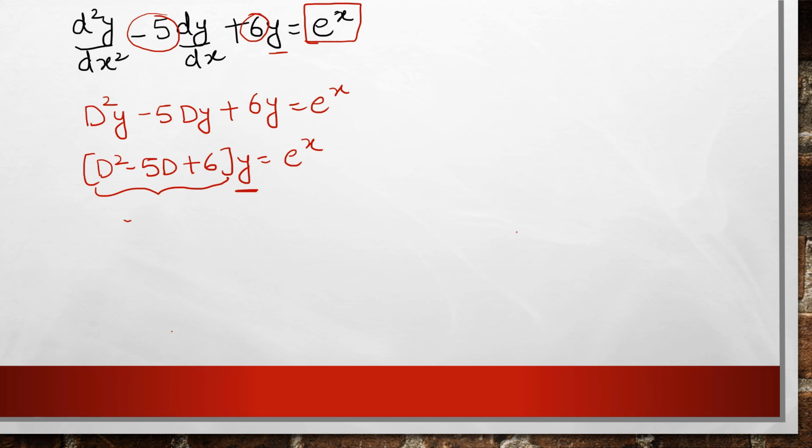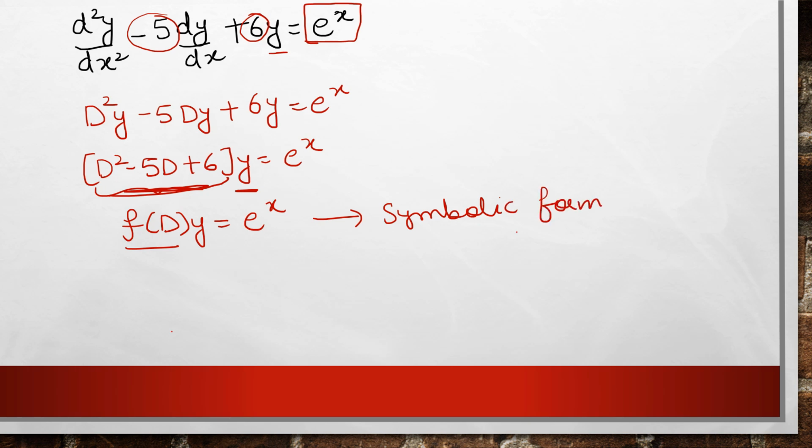Right? So we can write this as a function of d also, because this is just a polynomial in d, so we can denote this with f of d. This is called the symbolic form of your given equation. This was the given equation and this is the symbolic form. Now before doing anything, just understand how we'll find the solution of these kinds of equations.